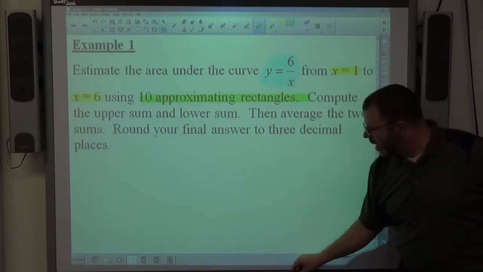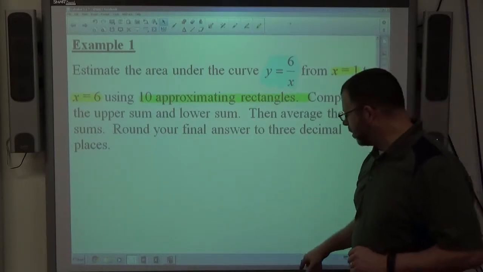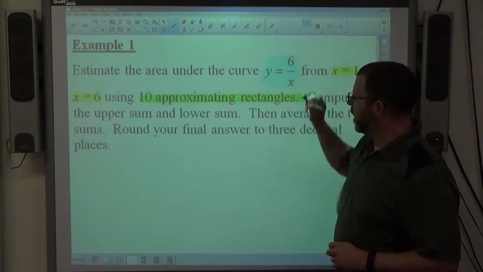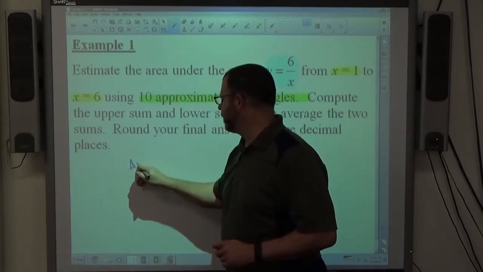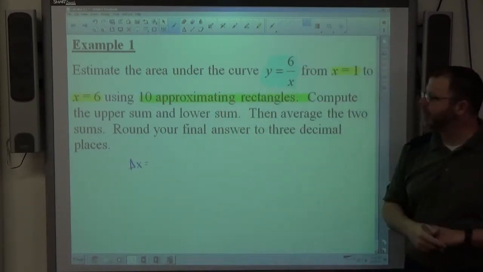All right? So, if I'm doing this problem, job 1 is to establish what delta x is. So delta x is going to equal the interval length, which is what?